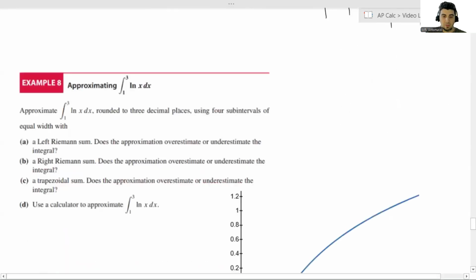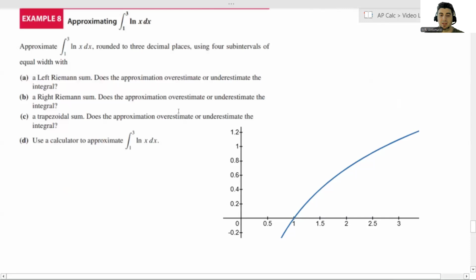Okay? All right, one final example here. We're going to approximate the definite integral of the natural log from 1 to 3 to three decimal places with 4 subintervals. And then we're going to show you how to do this on the calculator to get the final answer. So if we're going from 1 to 3, this is the region that we're going to do.